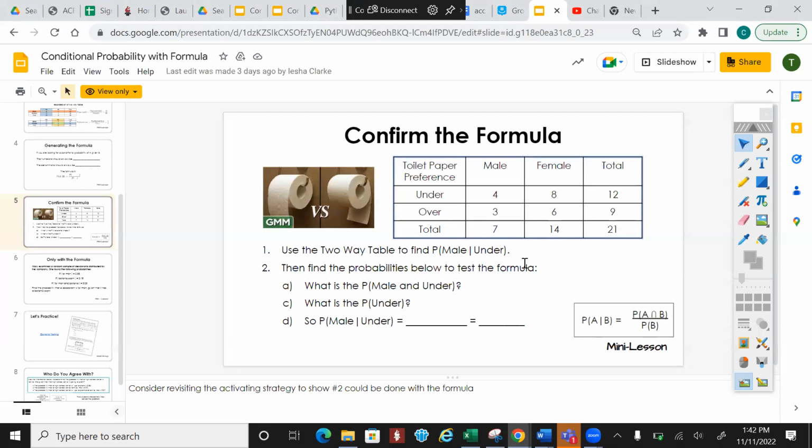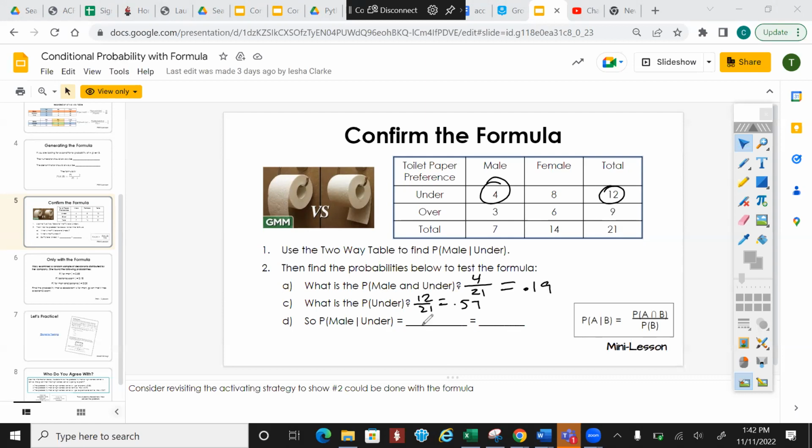So we're gonna find the probabilities below to test the formula. Okay, so ready? You gotta pay attention, otherwise you're gonna miss this. What is the probability of male and that it's under? So we got 4 out of 21. We plug 4 divided by 21 into our calculator and get 0.19. The probability of under, out of all of these people, we had 12 out of 21, right? With me so far? So that's 0.57.